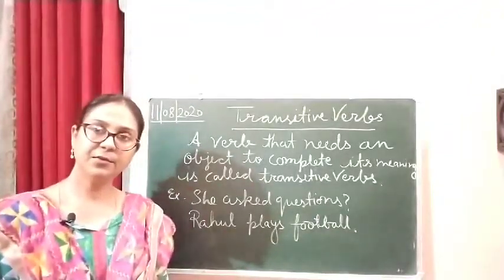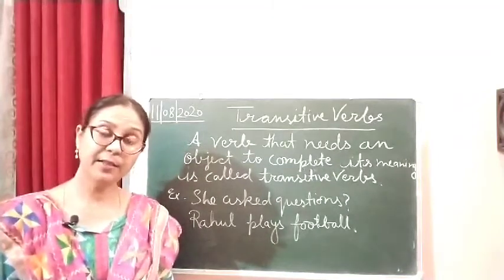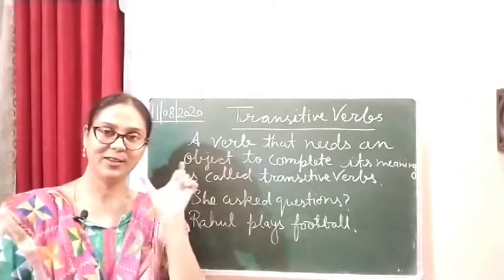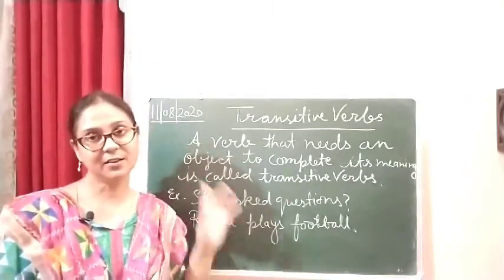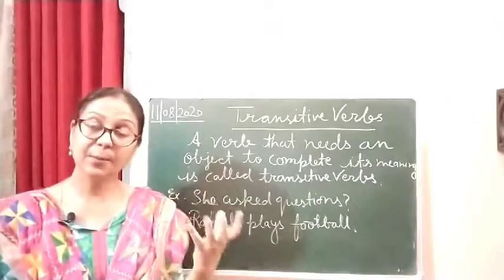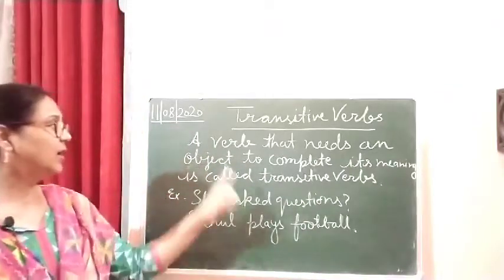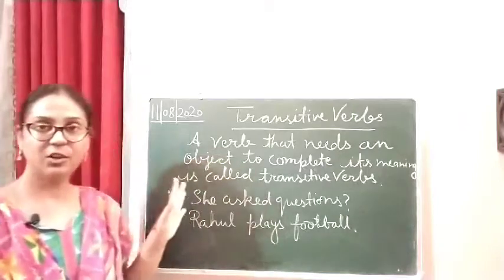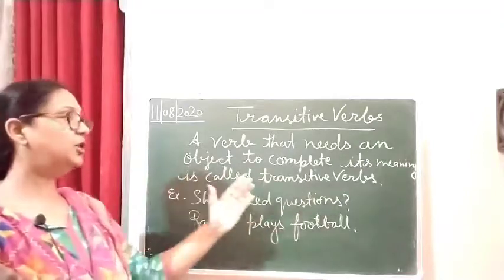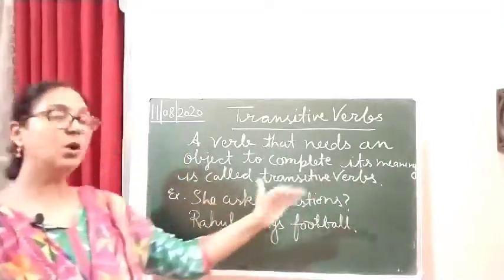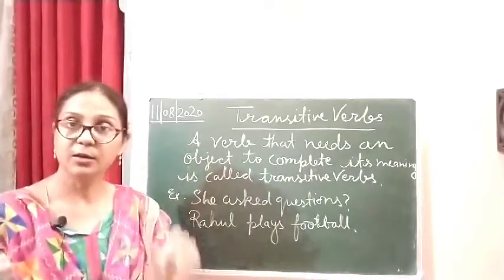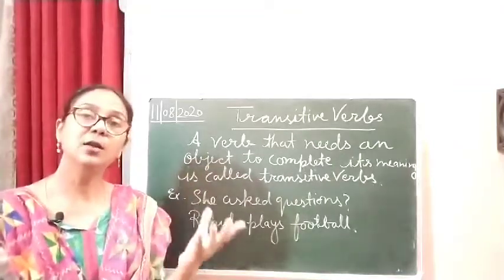Now, transitive verbs always need an object. First thing you should always keep in mind: a transitive verb always needs an object to complete or give complete sense to the sentence. And if we see the definition of transitive verb from the board, a verb that needs an object to complete its meaning is called transitive verb.